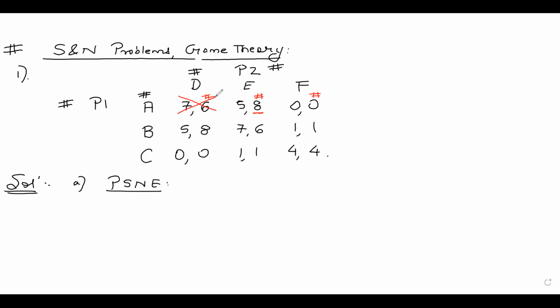And when player 2 plays E, what will player 1 do? Player 1 is going to play B, because look at the payoffs. When player 2 plays E, player 1 gets 5 from A, 7 from B, and 1 from C. So player 1 is going to respond by playing B. So this is also not the Nash equilibrium. This is anyways not the Nash equilibrium because none of the players chose F when the other player was choosing its own action profile. So that means A comma F is not the Nash equilibrium.